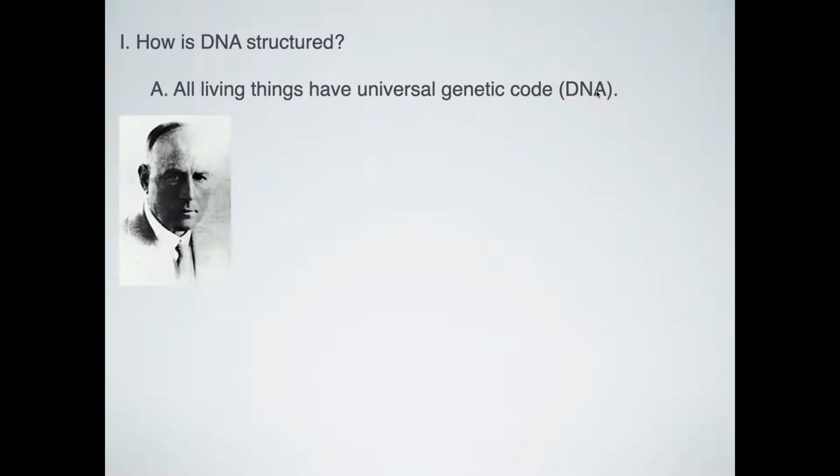Today we're going to be talking about the structure of DNA. We have been slowly but surely covering all the characteristics of living things that we talked about in Unit 1. And this one is all about living things having universal genetic code, aka DNA. We're going to talk through an experiment that was done in the 1920s by a gentleman called Frederick Griffith, and hopefully we'll be able to come to some sort of conclusion like he did.